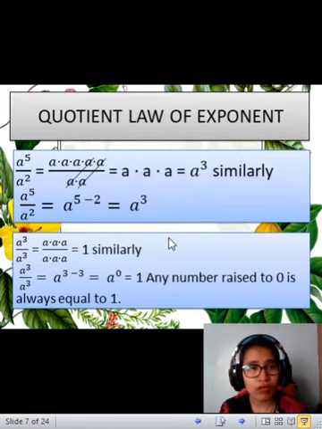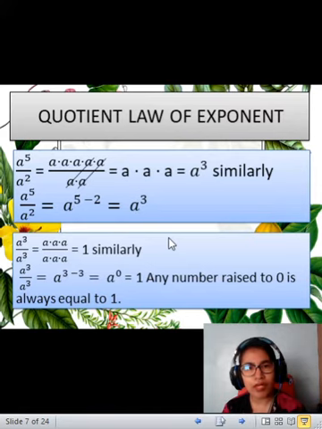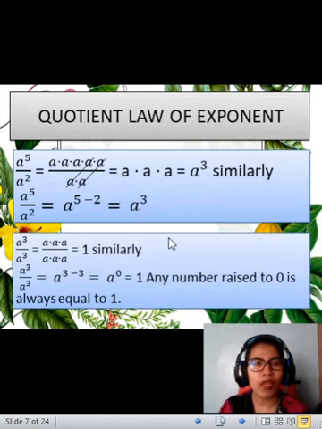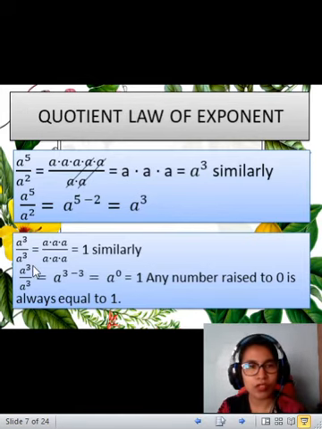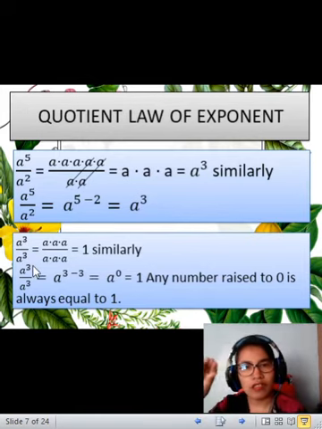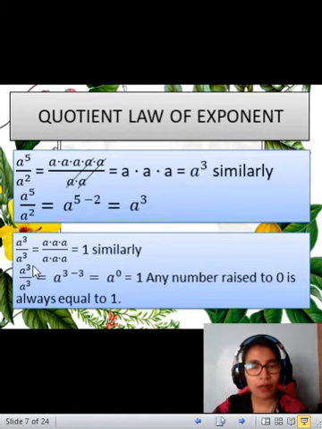How about if I have the same base with the same exponent? Our rule is to subtract. So we have a cube over a cube, for example. So I will write 3 a's on the above and 3 a's on the below. Therefore, I will cancel all that. Then my answer will be 1.